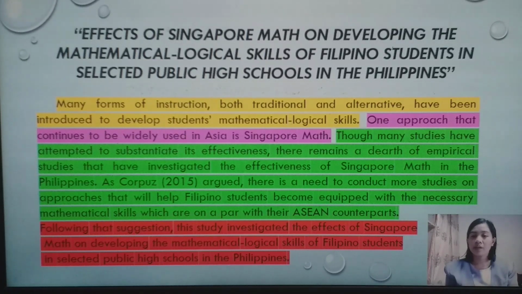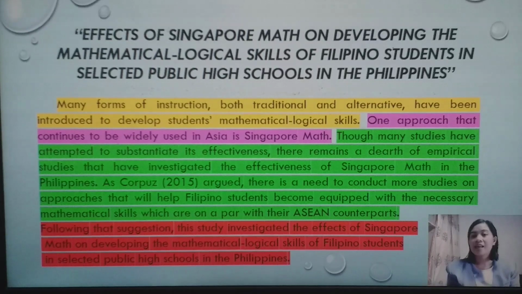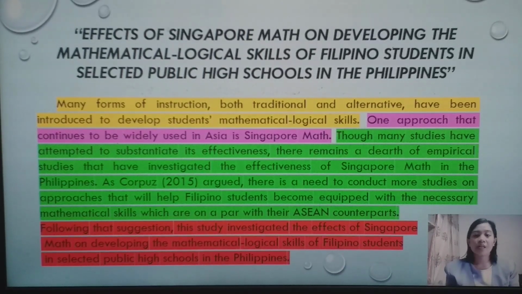And the fourth one is the contribution of your study or the present study. So you have to state here what readers or other researchers can take advantage from your research. So you have the lines: following that suggestion, this study investigated the effects of Singapore math on developing the mathematical logical skills of Filipino students in selected public high schools in the Philippines. So that is how you develop the research gap in your background of the study.